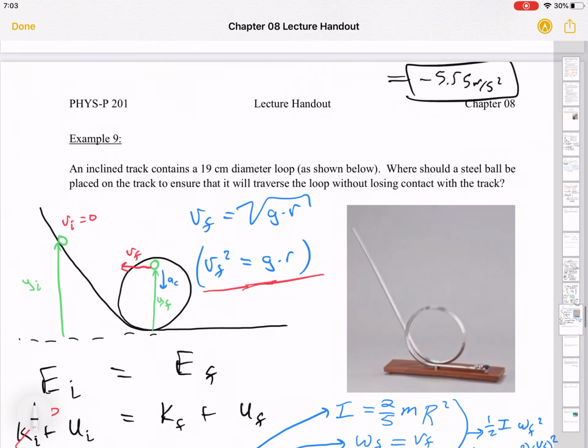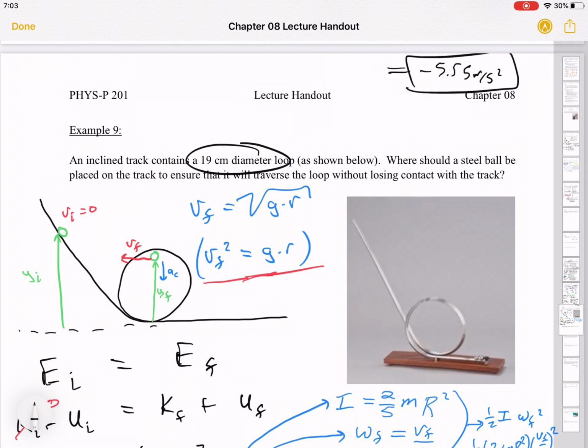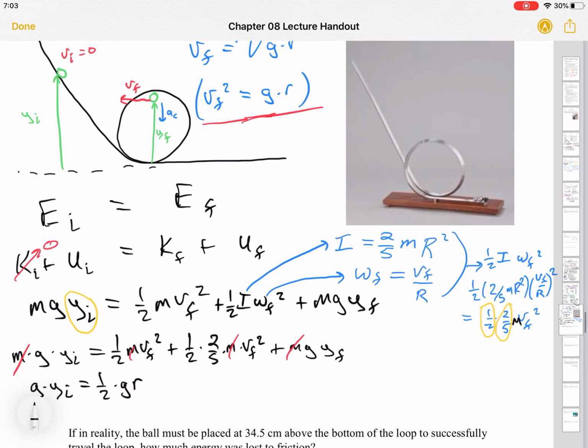I think we know the diameter of the loop. So here, the diameter of the loop is 19 centimeters. That's Y final, right? Y final is 19 centimeters. And the radius of the loop is 19 centimeters divided by 2, right? Which is 9.5 centimeters.